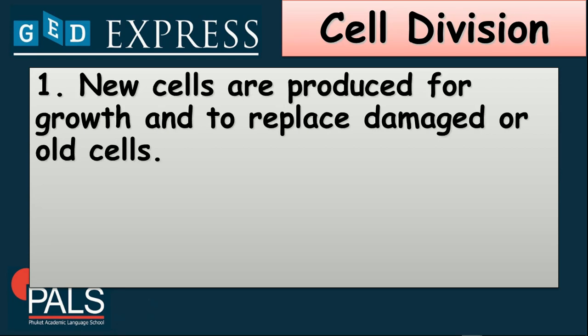Now we begin with the cell division. From the word itself, divide, that means there is a specific division or replication of an exact copy from a parent cell. So during cell division, new cells are produced for growth and to replace damaged or old cells. For example, if you have an injury, the cells in that injury undergo cell division so that they can replace the damaged cells.